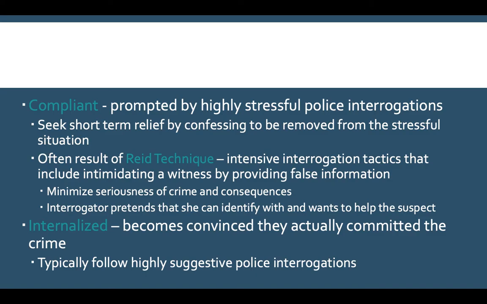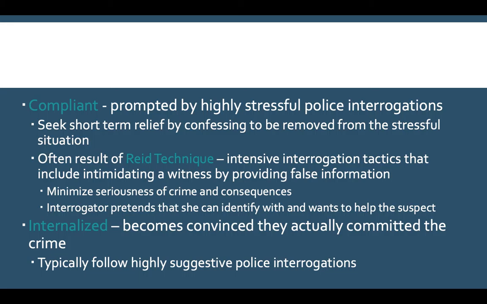And this is often a result of the Reid technique, which is an intensive interrogation tactic that often includes intimidating a witness by providing false information. So the detective or the officer who is interrogating the defendant, suspect, may minimize the seriousness of the crime and the consequences, or the interrogator may pretend that they can identify with and want to help the suspect.